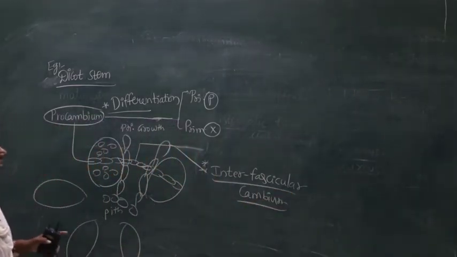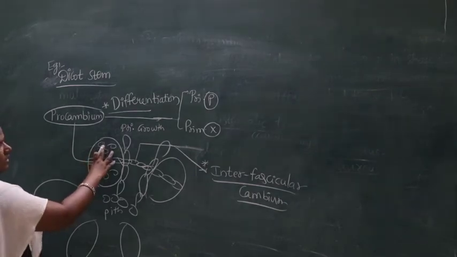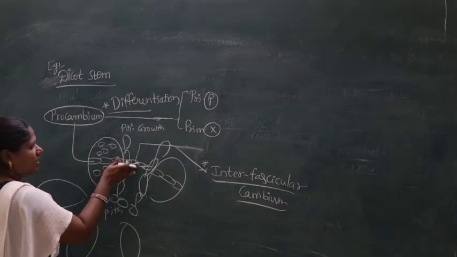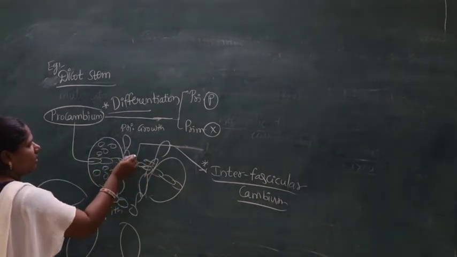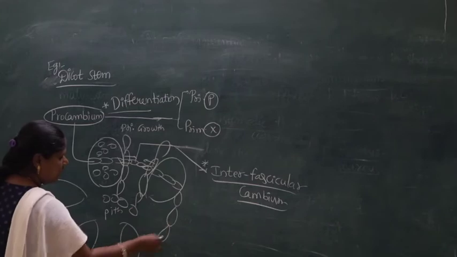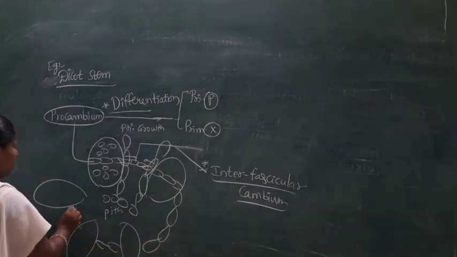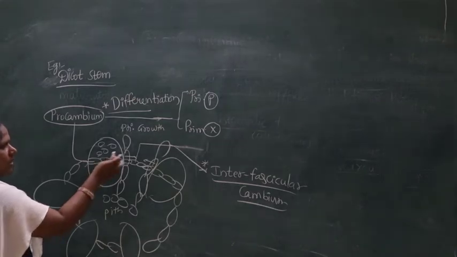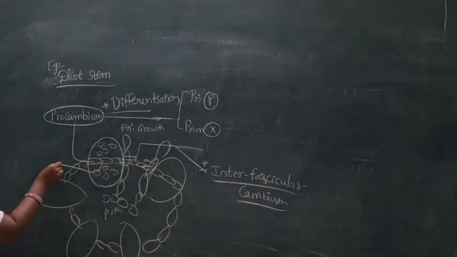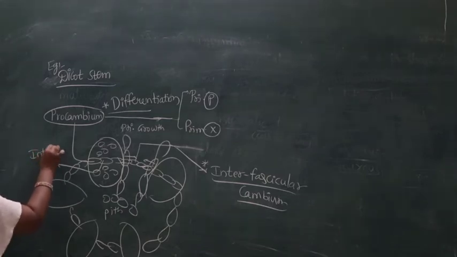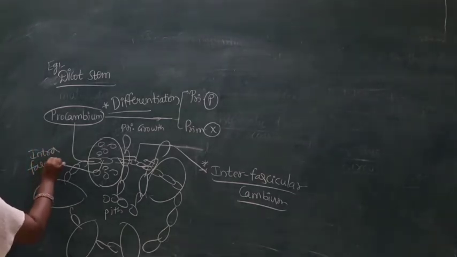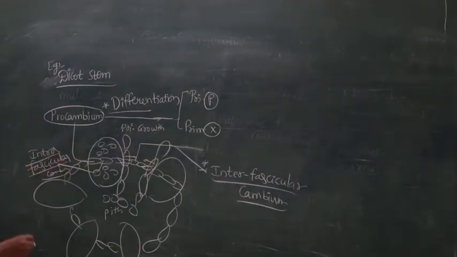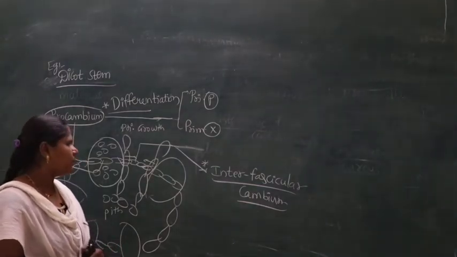So formation here up to here is differentiation. When the cells divide and continue, here also cells divide and continue, they form this cambial ring. Yes or no? And this is intrafascicular cambium, and this is, what do you call this? Intrafascicular cambium. You remember you studied in your dicot stem anatomy, secondary growth.